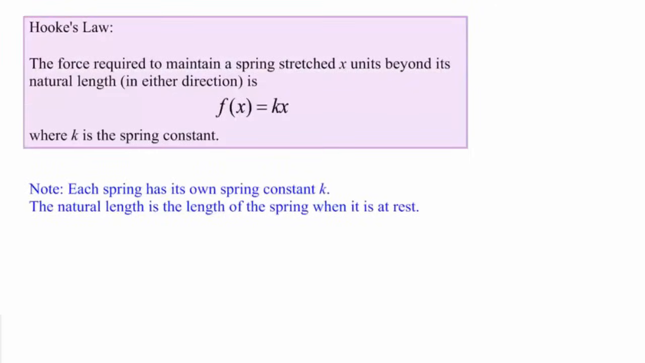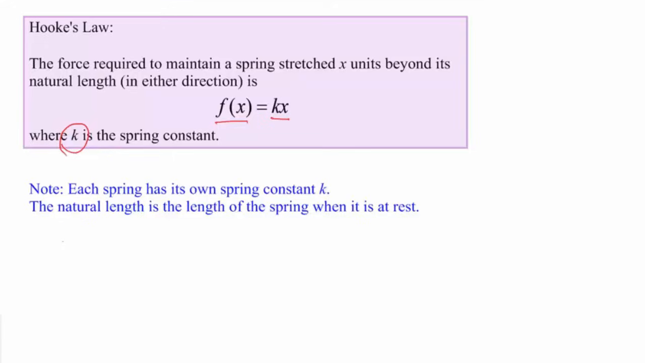So here's an example of that. Hooke's law is a law for springs. It says the force required to maintain a spring stretched x units beyond its natural length in either direction is f of x, that's your force, equals kx, where k is the spring constant. So depending on your spring, you're going to have a different value of k.